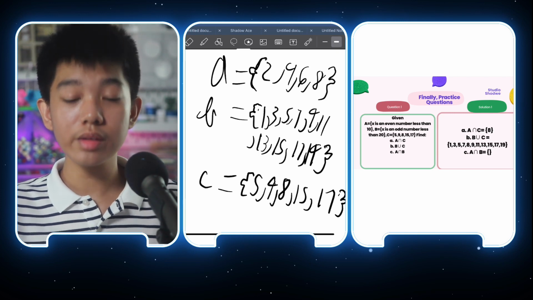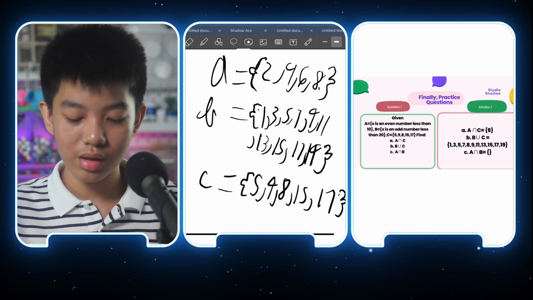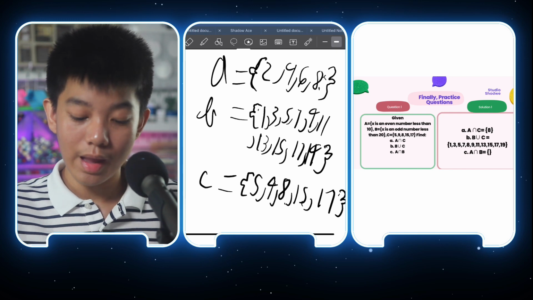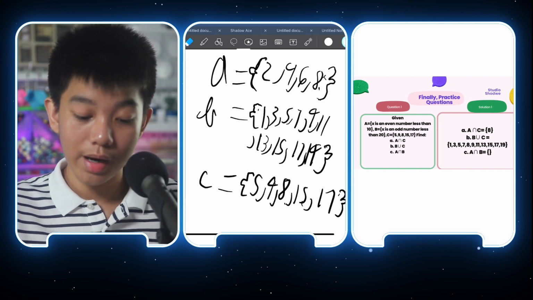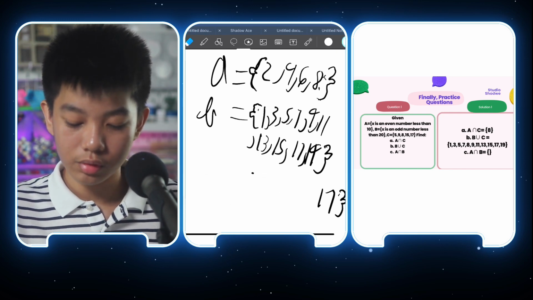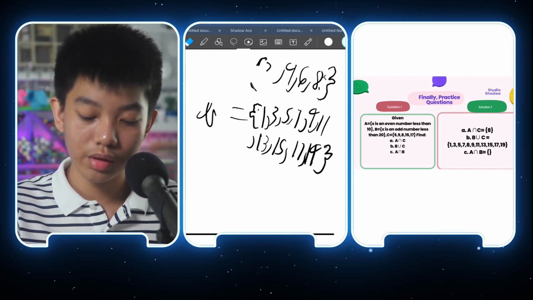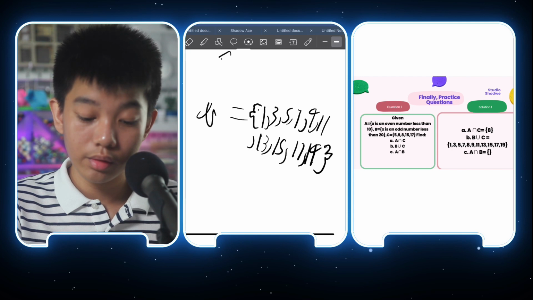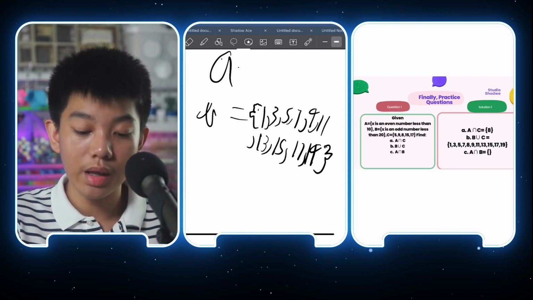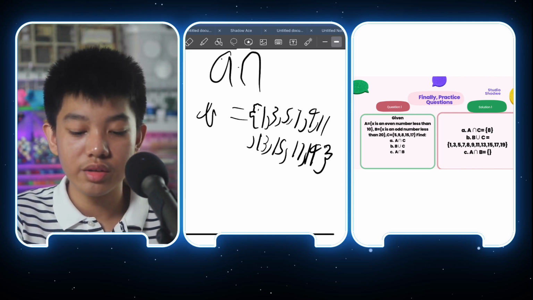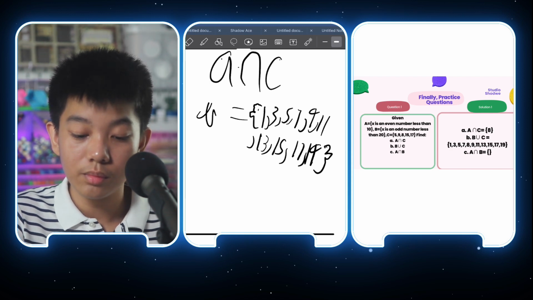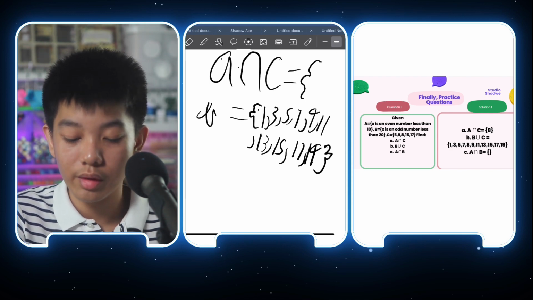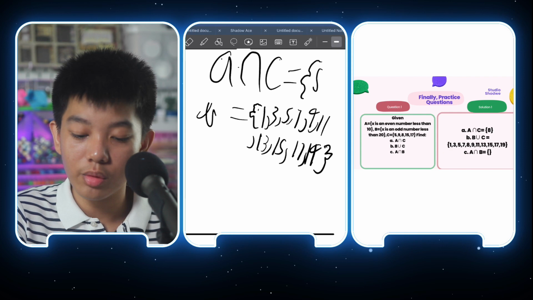And would you look at that? We found a match. 8 is present in both A and C. So when writing solutions, write it like this. The intersection of A, write the intersection symbol, and C equals, and put in braces the number that's part of both, 8.